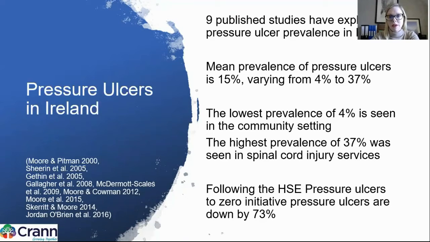The mean prevalence of pressure ulcers is about 15% of the general population, but there's a huge variation. In some studies it can be as low as 4%, and for some it's as high as 37%. So it's an average of about 15% of the population who tend to get them. The lowest prevalence of 4% is seen in the community setting, and the highest, 37%, is seen in people with spinal cord injuries. So you can see why that's relevant to the services you're attending here today.